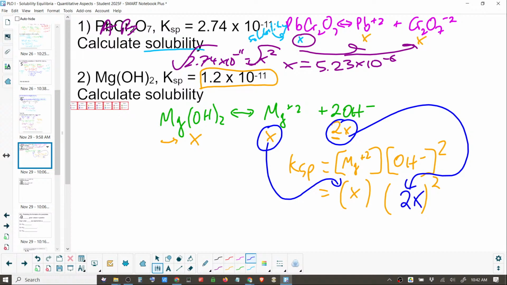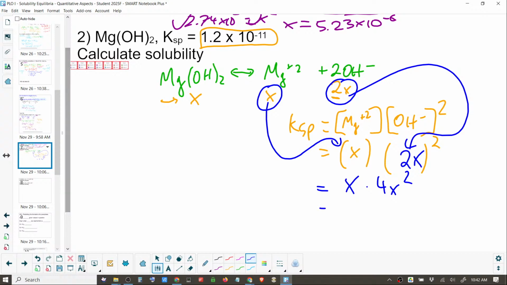So we have x times, what's 2x squared? 4x squared. And then times another x, you get 4x cubed is equal to the Ksp, 1.2 times 10 to the minus 11. And now divide by 4 and take the cube root.